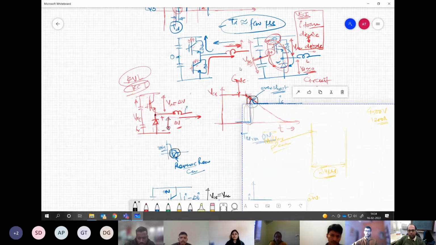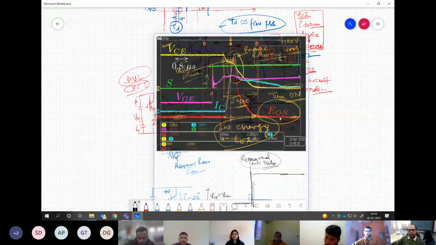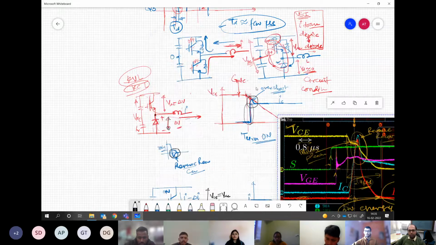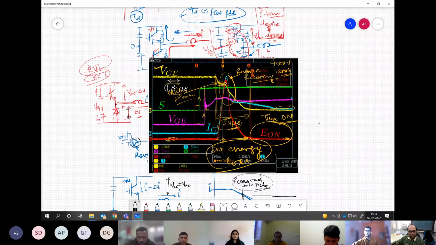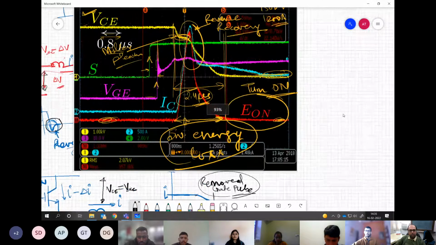screenshot or the scope capture of the converter. Okay, I think it's moving, okay, yeah, it's stable now. Yeah, here.